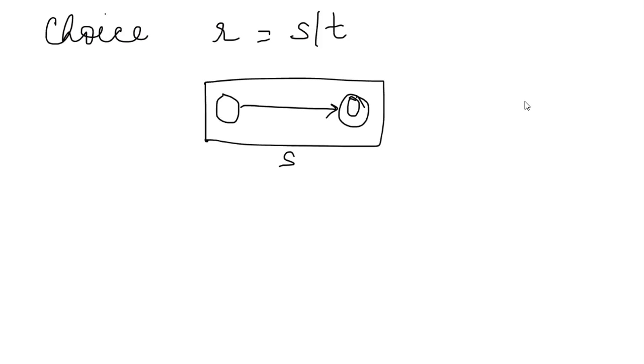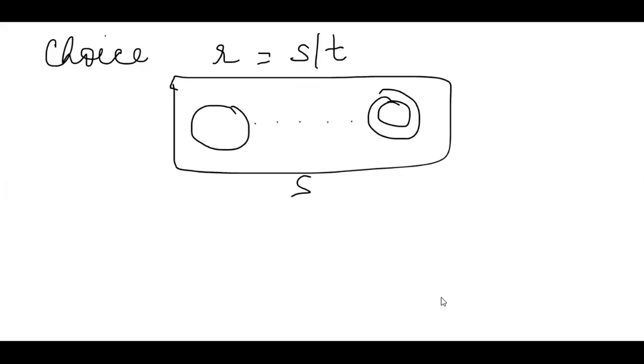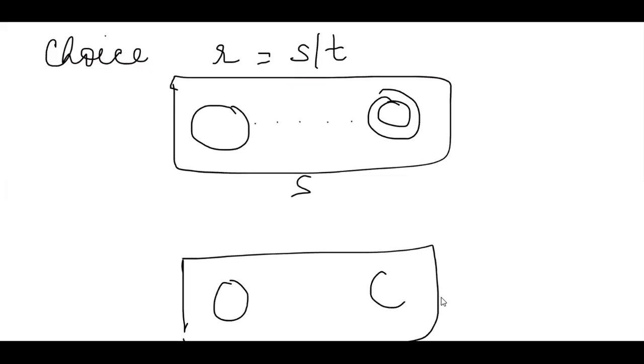So this is our NFA for the regular expression S. In the same way, we will have the NFA for regular expression T. Now for the choice, we will create a new start state and a new final state.